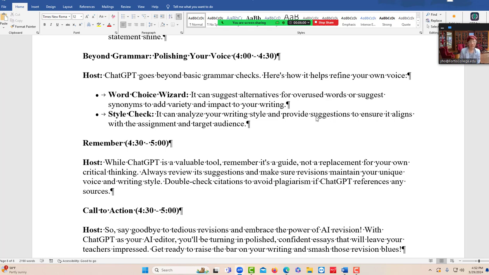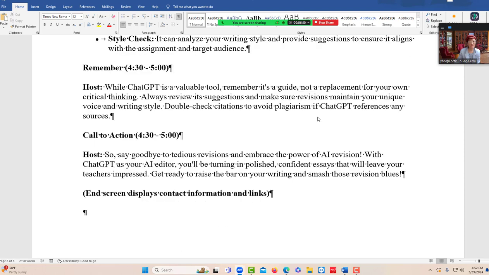Style check. It can analyze your writing style and provide suggestions to ensure it aligns with the assignment and target audience. While ChatGPT is a valuable tool, remember, it's a guide, not a replacement for your own critical thinking. Always review its suggestions and make sure revisions maintain your unique voice and writing style. Double-check citations to avoid plagiarism if ChatGPT references any sources.